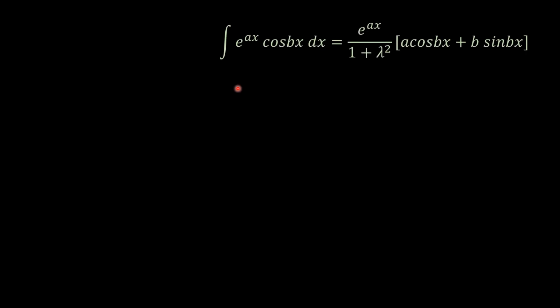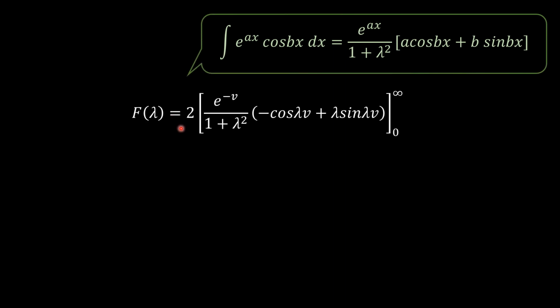To solve the integral, we will use the formula: integration of e raised to ax cos bx dx is equal to e raised to ax divided by (a squared plus b squared) into (a cos bx plus b sin bx). So F of lambda is equal to 2 times e raised to minus v divided by 1 plus lambda square, because a is minus 1 and b is lambda. Replacing the values, with x as v, the integration will be e raised to minus v divided by 1 plus lambda square into the bracket (minus cos lambda v plus lambda sin lambda v). The limits are from 0 to infinity.